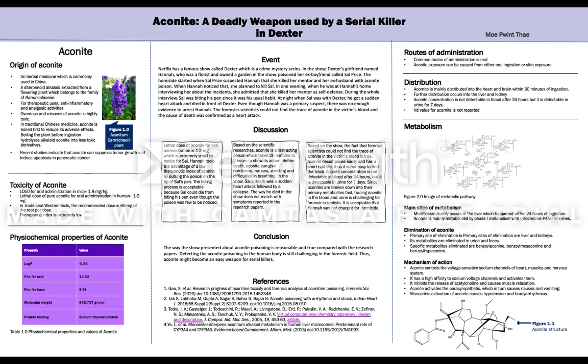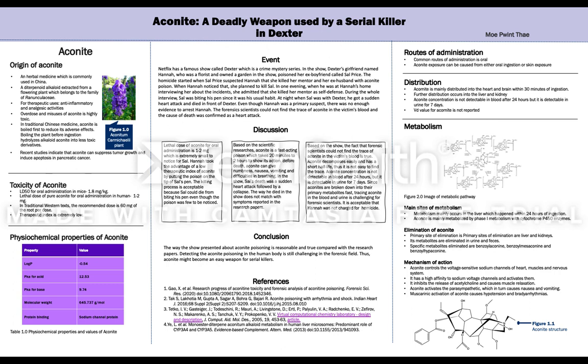So, physiochemical properties of aconite. Its log P is minus 0.54, pKa of the acid is 12.53, pKa of the base is 9.74, molecular weight is 645.737 gram per mole, and protein binding is to sodium channel protein.